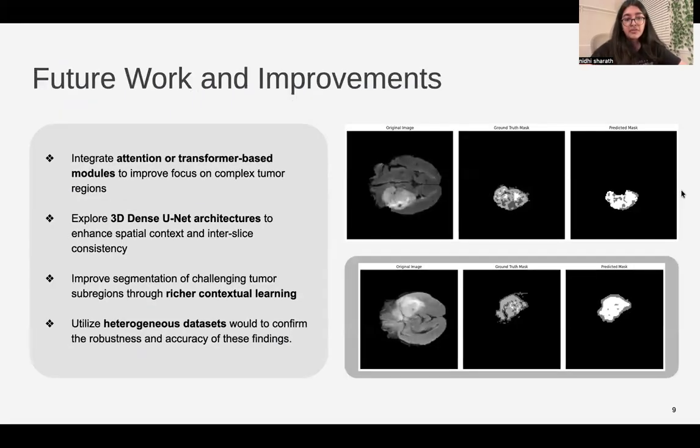For improvements and future work, I want to integrate attention mechanisms or transformer-based modules across my models. And I want to make the move from the 2D dense UNet to the 3D dense UNet to enhance the spatial context and inter-slice consistency. I want to improve the segmentation of challenging tumor subregions through richer contextual learning, and hopefully have real-life data to confirm the robustness and accuracy of my findings.